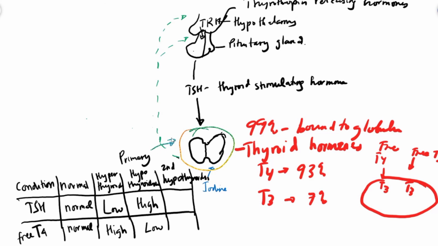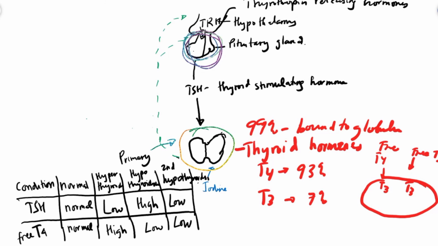And secondary hypothyroidism is a little bit tricky. Because it's hypothyroidism, the T4 will be low, but the TSH will also be low. The problem itself is not because the thyroid gland is unresponsive, but because there's a problem right here, in the pituitary gland.